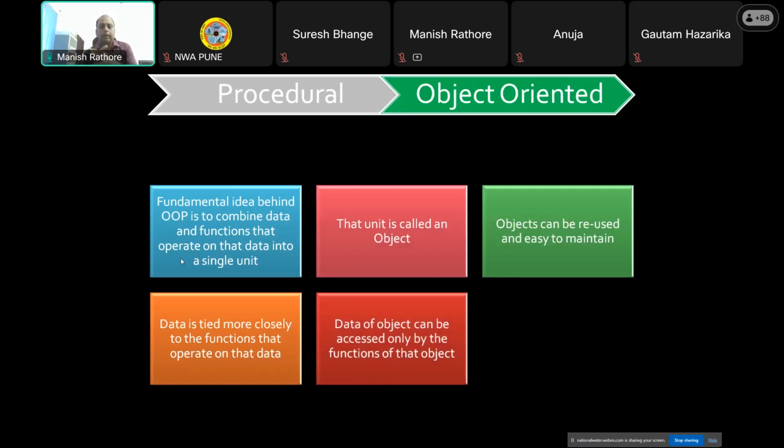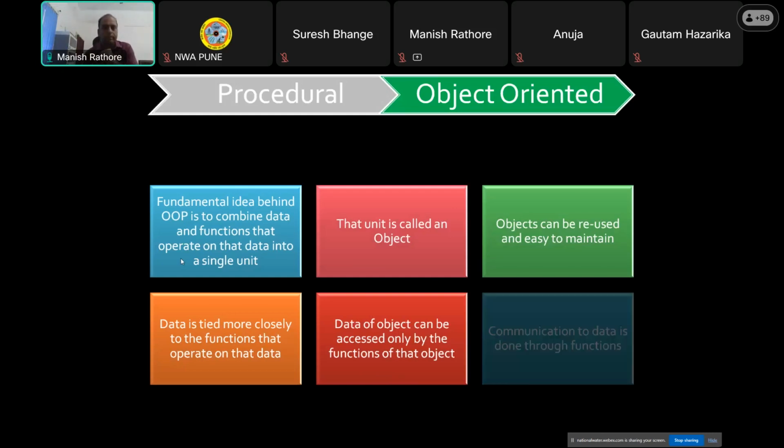Data of the object can be accessed only by the functions of that object. However, there are functionalities available where you can make the variable of that class available to another class or to the main function, but that is not advisable. Communications to the data is done through functions.